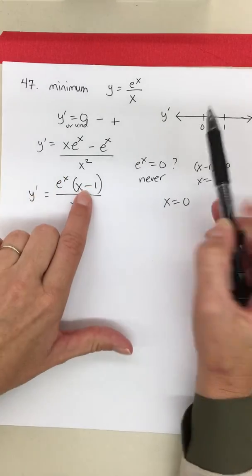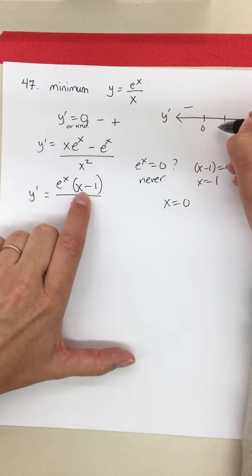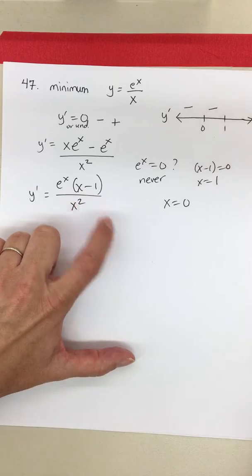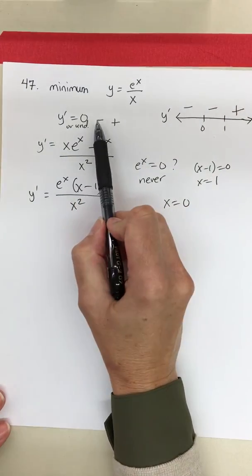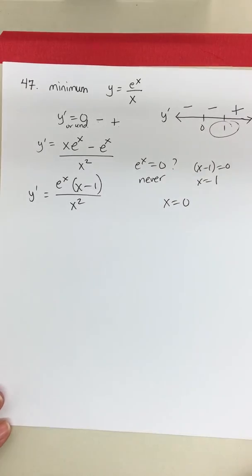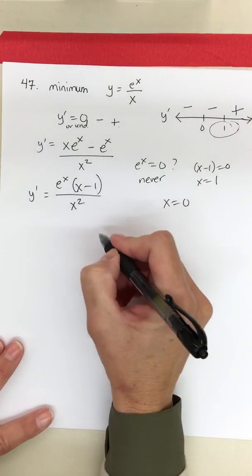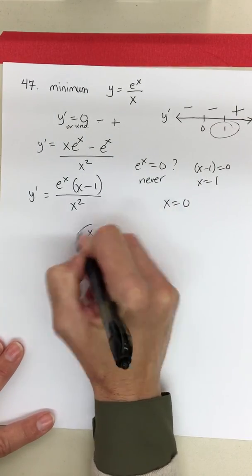So if I plug in a negative 1, that's going to be negative. Plug in a 1/2, negative. Plug in a positive 2, it's positive. And we were looking for where the derivative changed from negative to positive, so that is at 1. So my minimum has to be when x equals 1. Done.